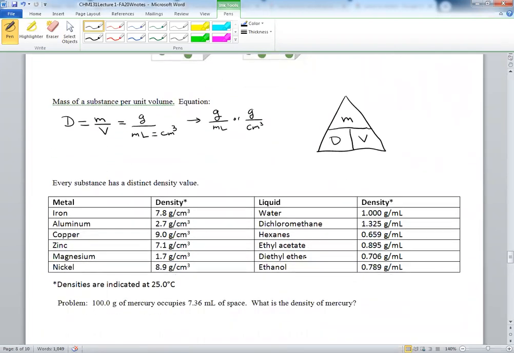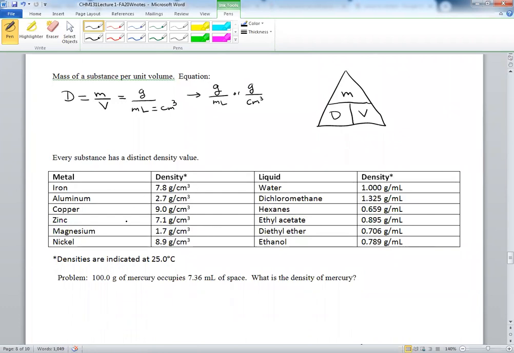Now, every substance has a distinct density value. If you notice here, you have metals and you have liquids. Iron, 7.8 grams per cubic centimeter. Zinc is 7.1. Magnesium, aluminum. Water is about 1 gram per mil. Notice how for liquids we use mils, and for solids we use cubic centimeters. Hexane, dichloromethane, ethanol, and alcohol: they are less dense than water, for example, but dichloromethane is more dense.